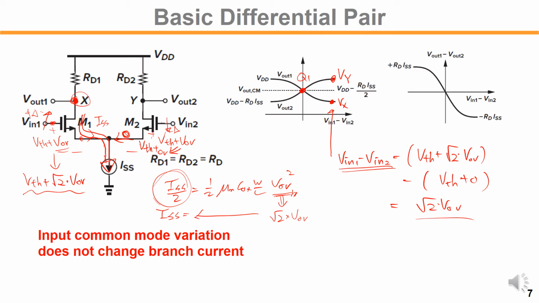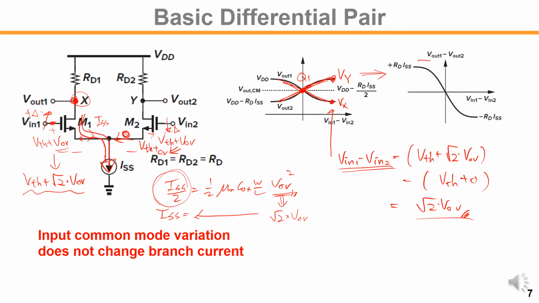So this is the maximum linear range over which we can amplify our input signal: up until the difference becomes square root of 2 times the overdrive. This is the output current. This is the output voltage in single-ended.